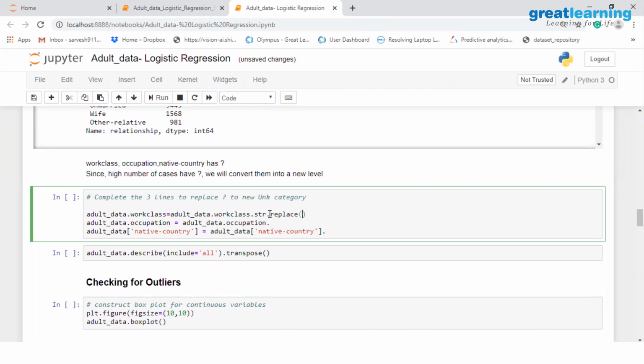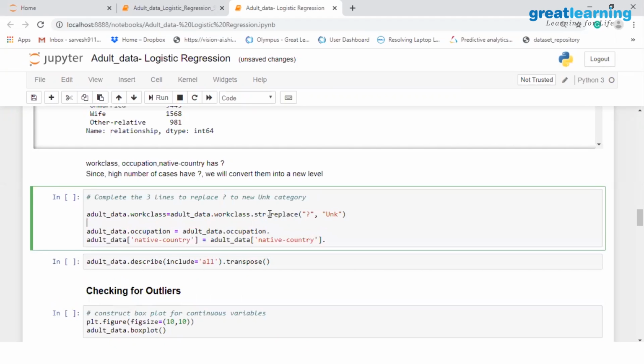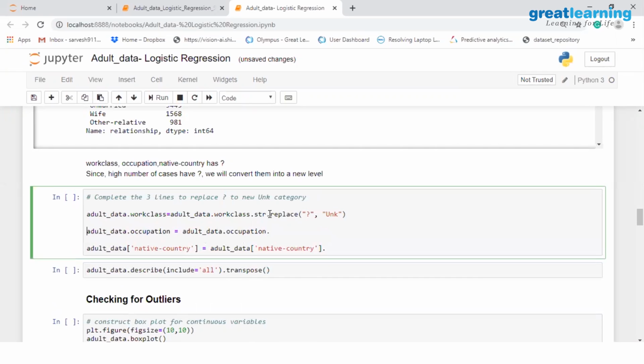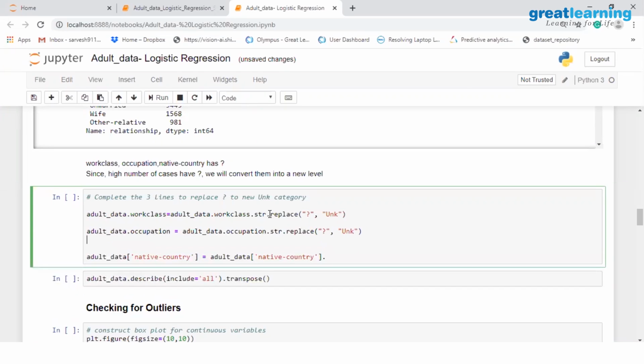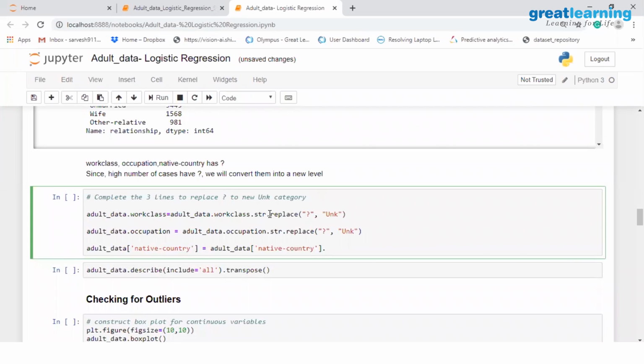Back from our quiz 2, we have used many string functions. We are going to convert the question mark to the unknown category. In the occupation, str dot replace this question mark to unk. So what is the difference between string replace and replace?